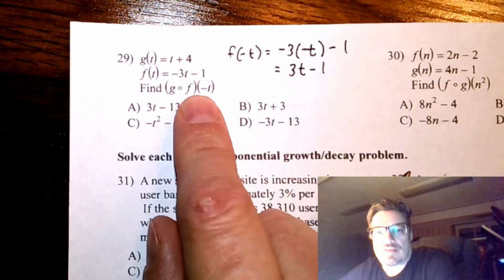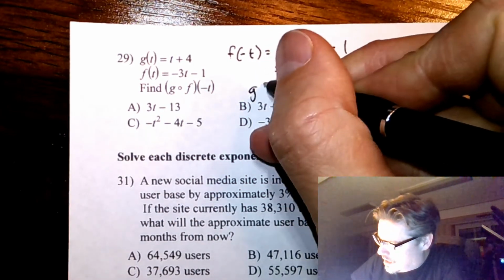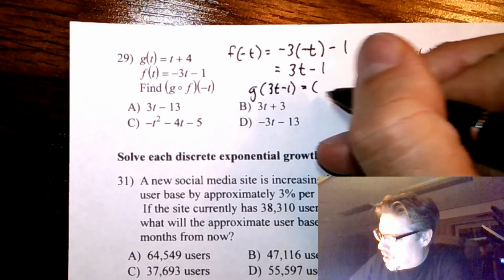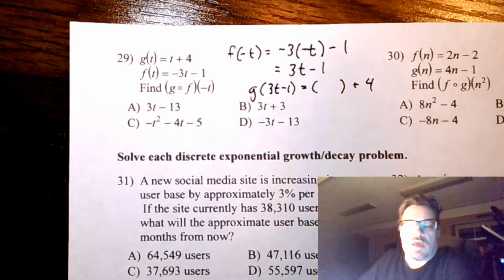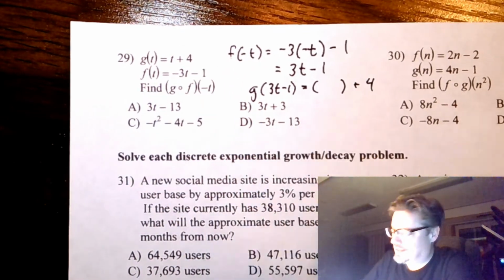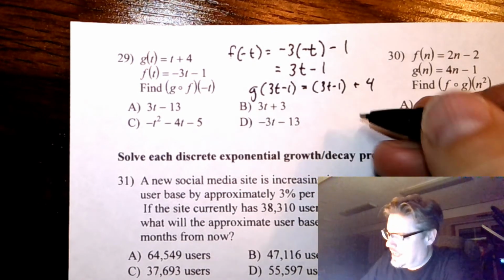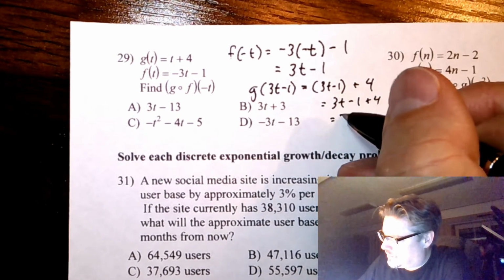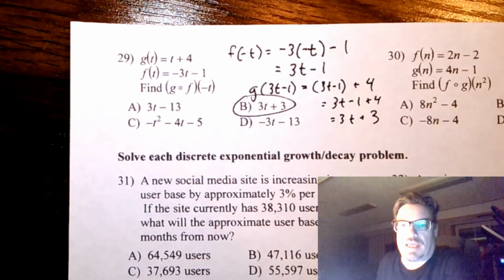This now has to go into the g function. So the g of 3t minus 1 will look like this. Open up the valve, and all you do is you add 4. Okay, a g function takes an input and just adds 4. So now I'm going to take that 3t minus 1 and just put it into that valve, and I end up with 3t minus 1 plus 4, which is 3t plus 3, which is b.